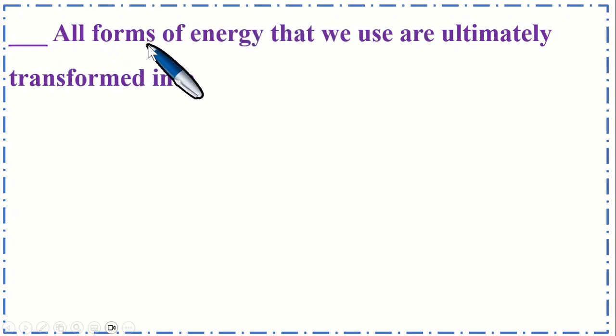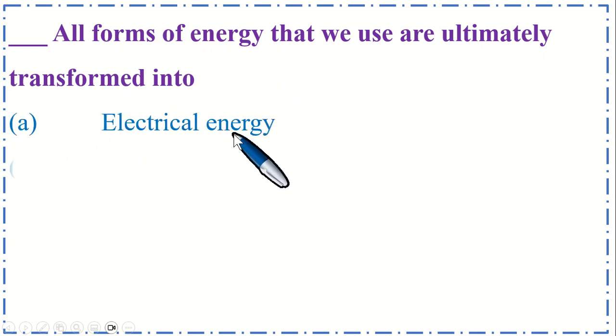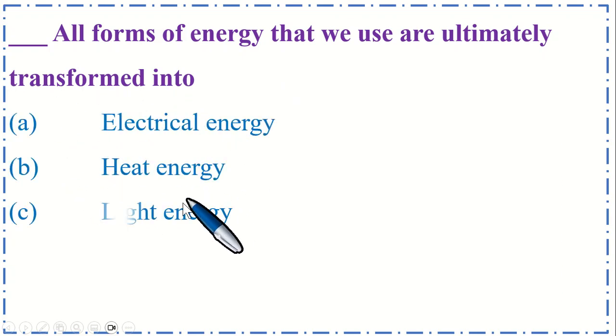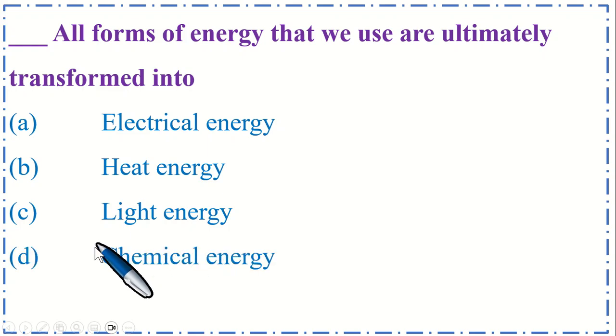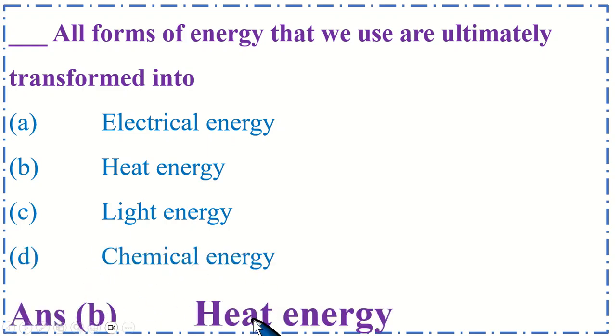All forms of energy that we use are ultimately transformed into option A, electrical energy. B, heat energy. C, light energy. And option D, chemical energy. So the correct option is B, heat energy.